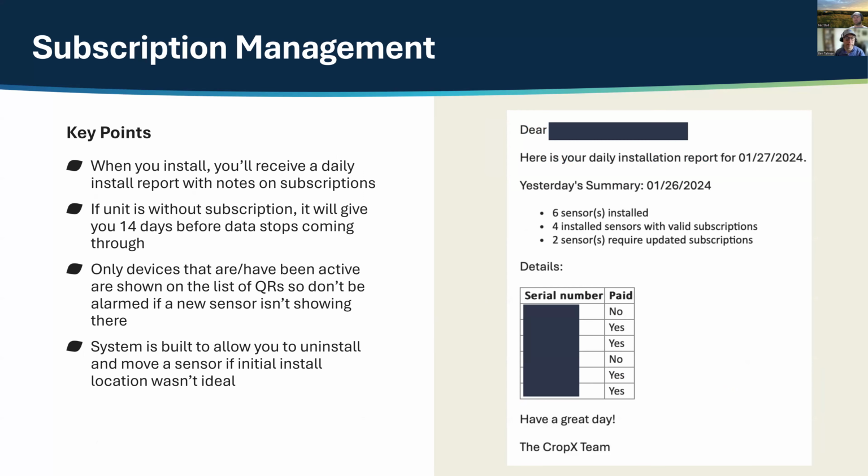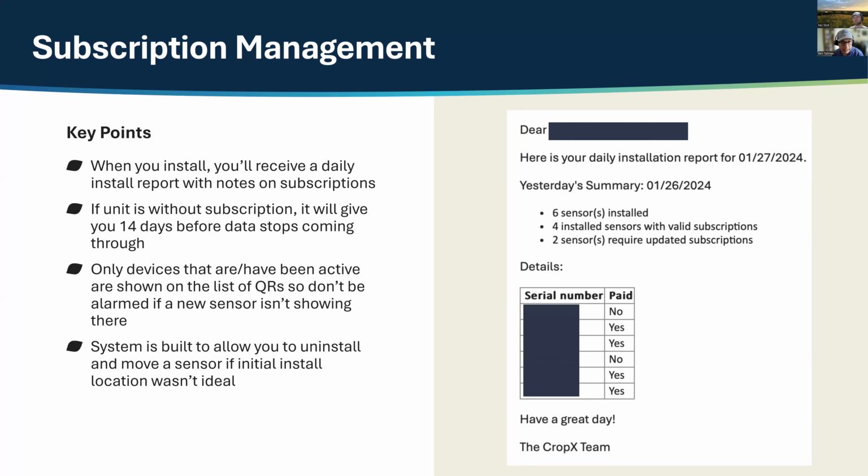Some other key points to mention here. When you are in install season, you'll start receiving installation reports here. That's going to note the serial number of the units you installed and then indicate if it had a valid subscription or if you need to add them. If a unit is without a subscription, we give you a little bit of leeway here. We're giving you 14 days before the data stops coming through to you. So you have 14 days to go ahead and get your ducks in order here to make sure you have enough credits to cover your installations here. Obviously, we prefer you get those done before you do the installation, but we know you're busy in install season. We want to give you a little bit of time here if you need it.